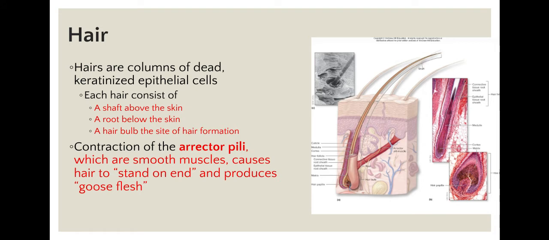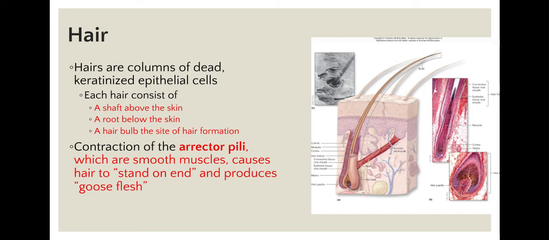Hair, we need to know a little bit more about. Hair is just a bunch of dead keratinized epithelial cells that are in these long columns. Each hair is going to have a hair shaft, which is what you see above the skin. It's going to have a hair root, that's the part that goes below the skin, and the hair bulb, that's where we actually form the hair.